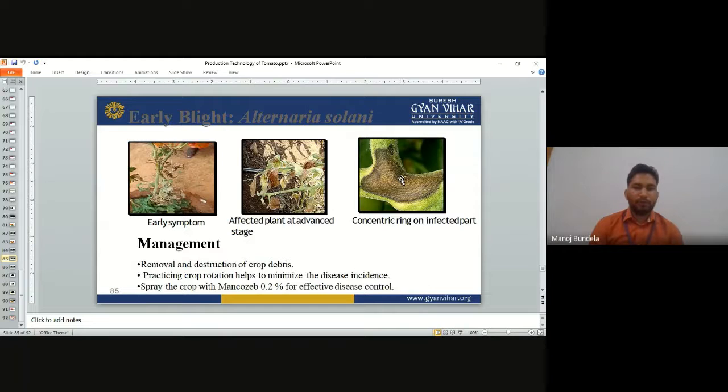Spray the crop with mancozeb 0.2% for effective disease control. We can use mancozeb 0.2% to control the disease.